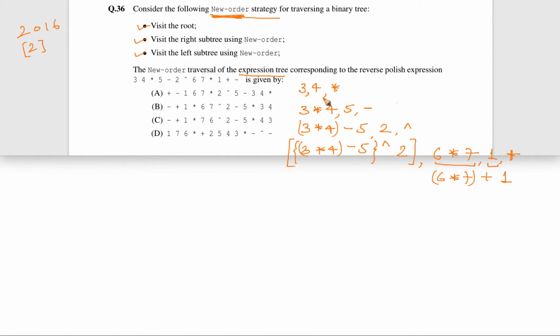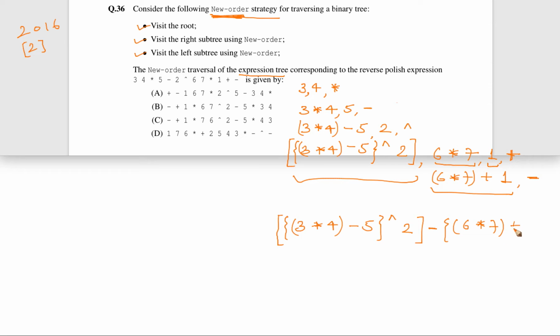Next, minus is there, which means that this entire expression and this entire expression, and there is a subtraction on that. So the final infix expression is something like this: 3 into 4 minus 5 exponentiation 2, and this is the left operand, minus, this is going to be 6 into 7 plus 1.